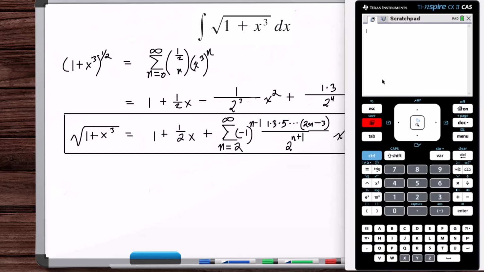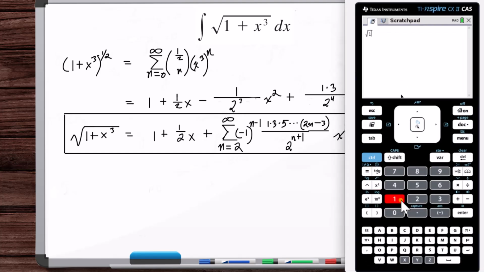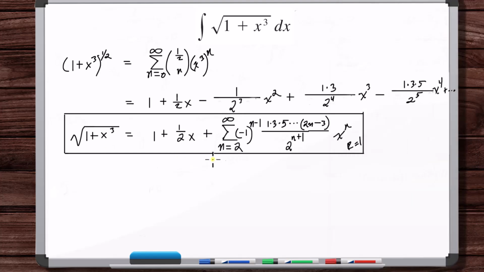Let's see. The square root of 1 plus x cubed, store that as e. Now we want to integrate e with respect to x. So it couldn't even give us an official answer. We still have an integral in here. But we can still find this integral as a power series at a distance of plus or minus 1 from x. So let's integrate the power series.